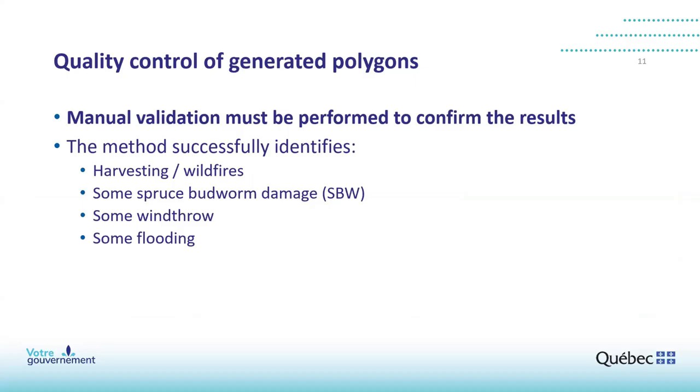During the validation process, we observed that the method performed well at identifying major disturbances such as forest harvest and wildfire. We are also able to detect certain types of natural disturbances, such as spruce budworm damage, windthrow, and local flooding. However, the performance varies depending on the type of disturbance and environmental conditions. So this highlights the importance of expert interpretation and manual review.